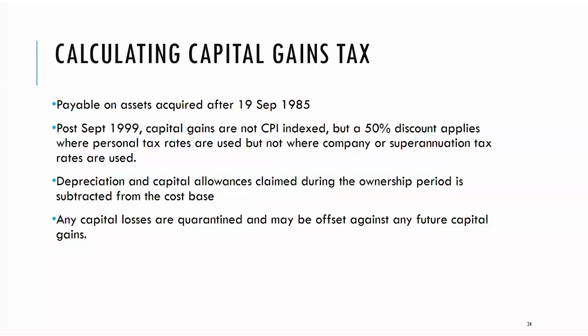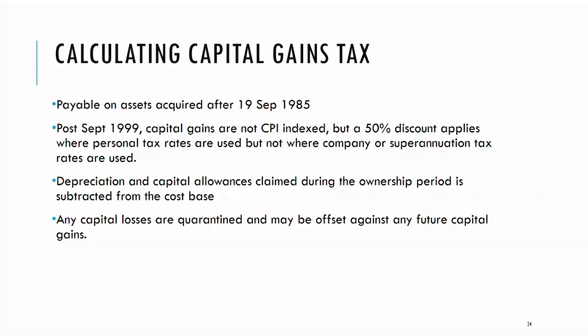Capital gain tax is payable on assets acquired after 19 September 1985. That's when the capital gain tax was introduced. Post September 1999, capital gains are not CPI indexed, but a 50% discount applies where personal tax rates are used. But not where company or superannuation tax rates are used. So now it's not CPI.